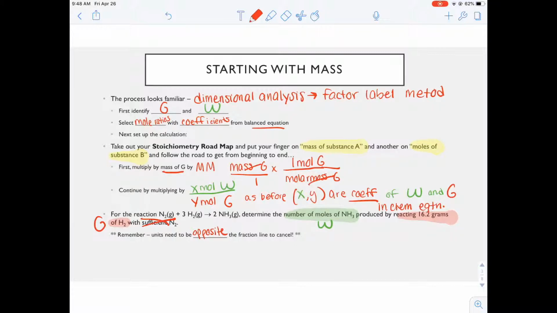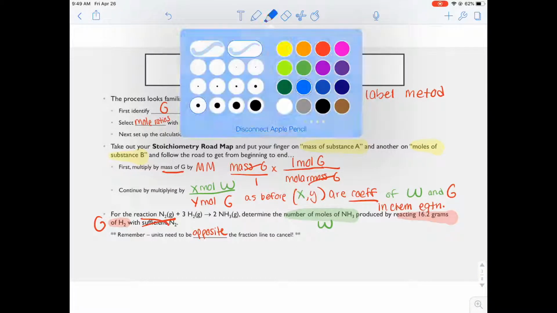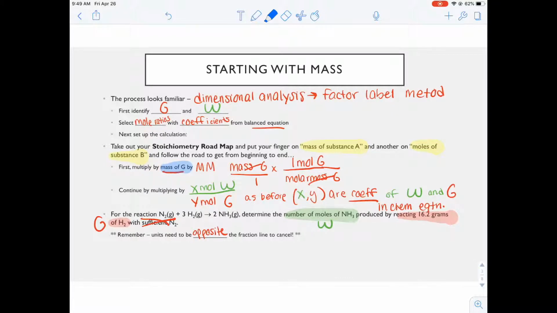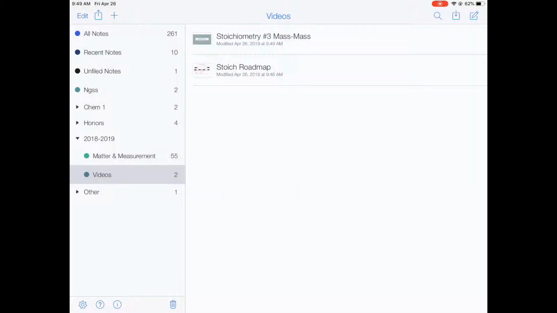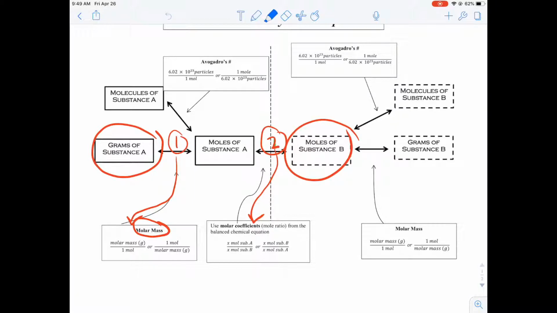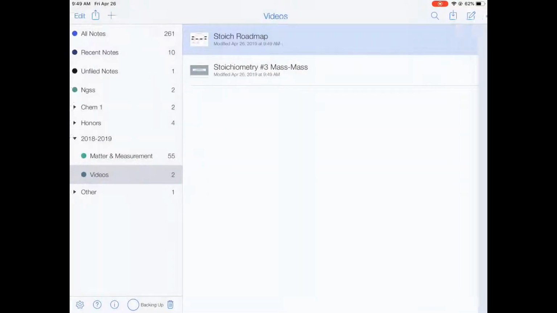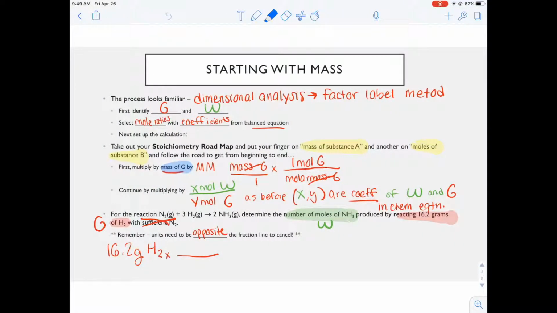Okay. So what we're going to do, as before, is first multiply the mass of the given. So let's start with the mass of the given: 16.2 grams of H2. And now, looking at the stoich roadmap again, we're going to go from grams to moles of that same substance. When we do that, we've got to use molar mass.